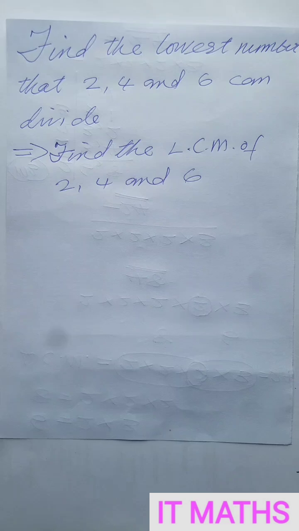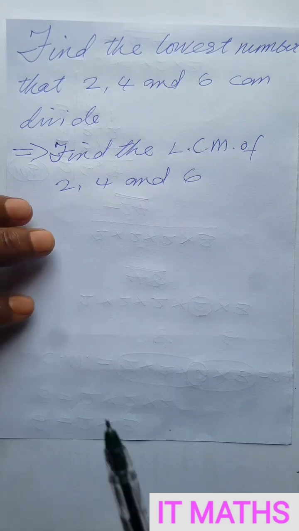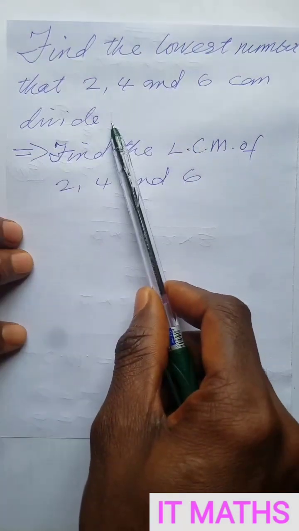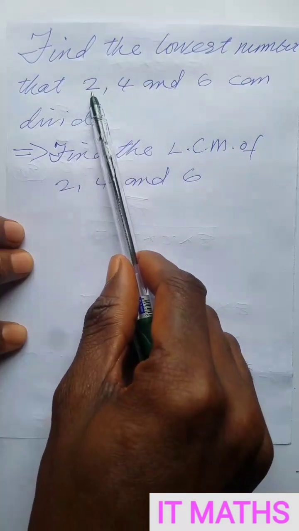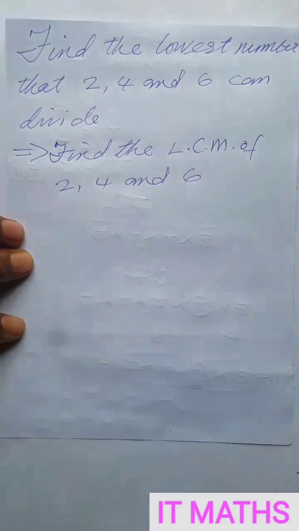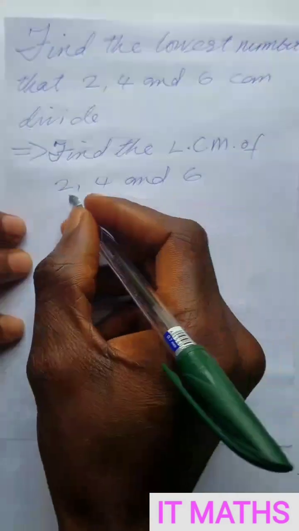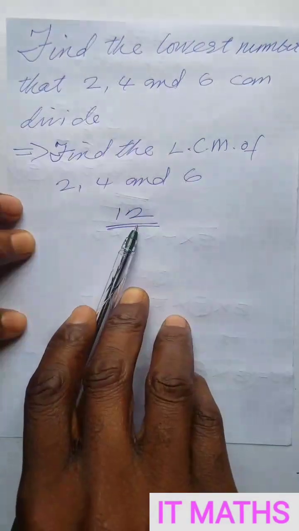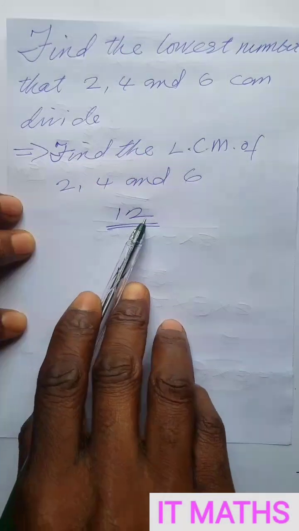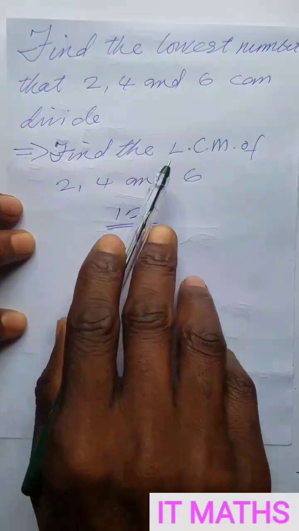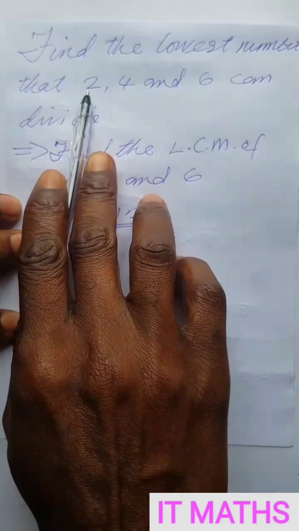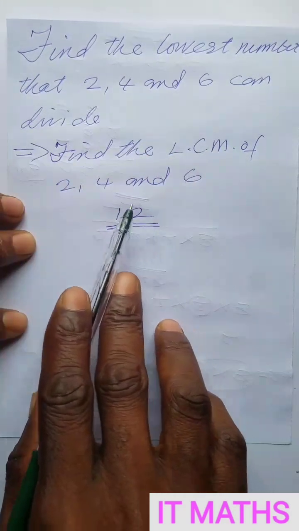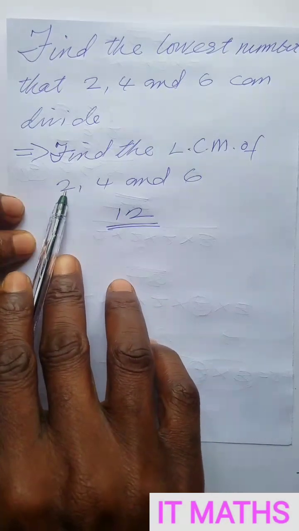Okay, before we go, let me clarify a point. If you find a question that says, find the lowest number that 2, 4, and 6 can divide, it's the same thing as saying, find the LCM of 2, 4, and 6. Note that when we find our answer, which is 12, 2 can divide 12, 4 can divide 12, 6 can divide 12. And that's about the smallest number that all 2, 4, and 6 can divide. And that is equivalent to saying that 12 is the LCM of 2, 4, and 6.